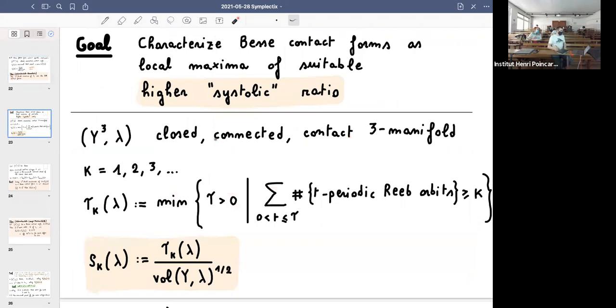So the characterization of Besse contact forms that we could find goes as follows. Let me introduce the relevant ratio. I have a 3-dimensional closed connected contact manifold, and I denote by tau k of lambda of this contact form the quantity that is defined here. It's pretty much the kth element of the spectrum. But let me be more precise. Tau k is the minimal tau such that there are at least k periodic orbits with period at most tau. And when I say that there are at least k periodic orbits, I count iterates of the same periodic orbit separately. So this is, in formulas, what I wrote here.